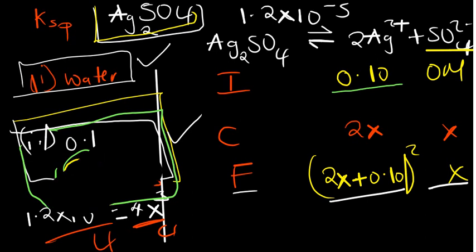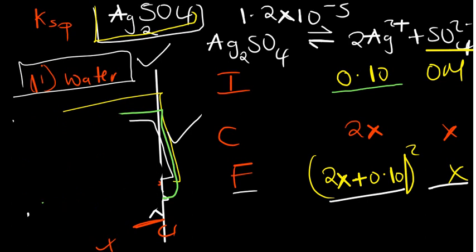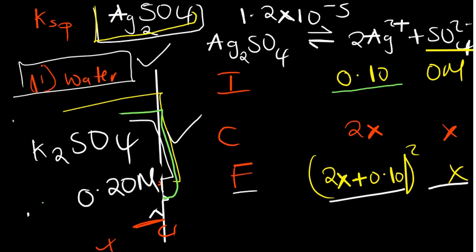So now I'm saying for the second part, we have potassium sulfate. So we've been given its concentration as well to be 0.2. So now in this other case, instead of adding your silver, silver is going to be 0 there. Now your sulfate is going to have an initial concentration. And you get to do the same. Okay?